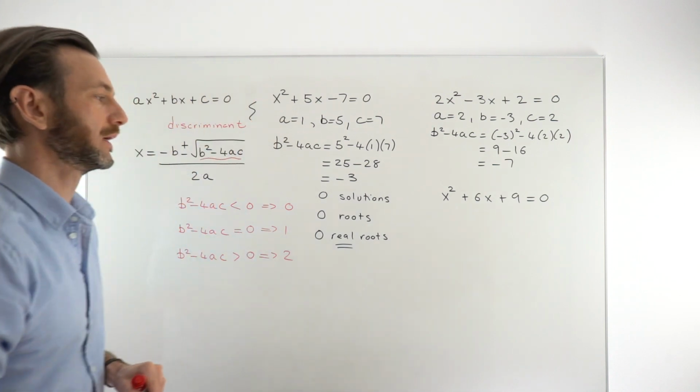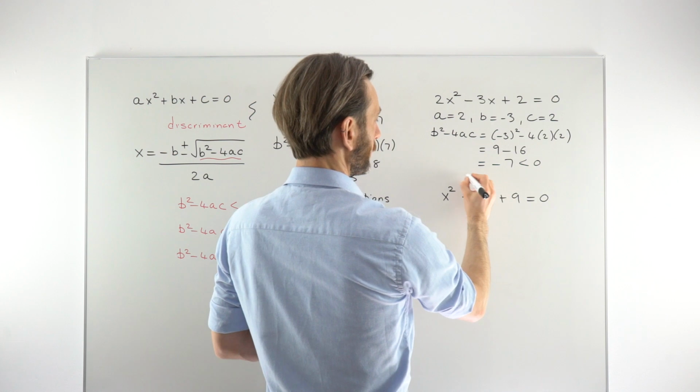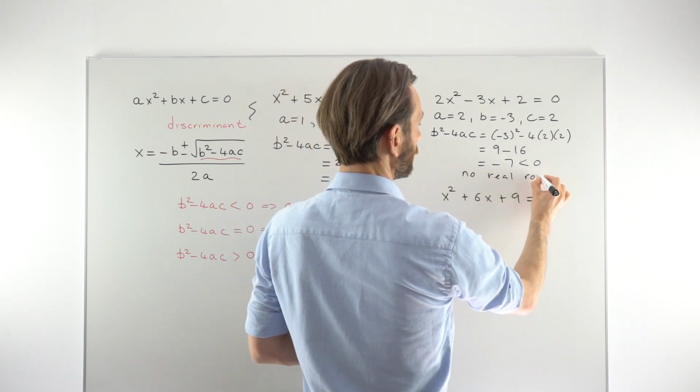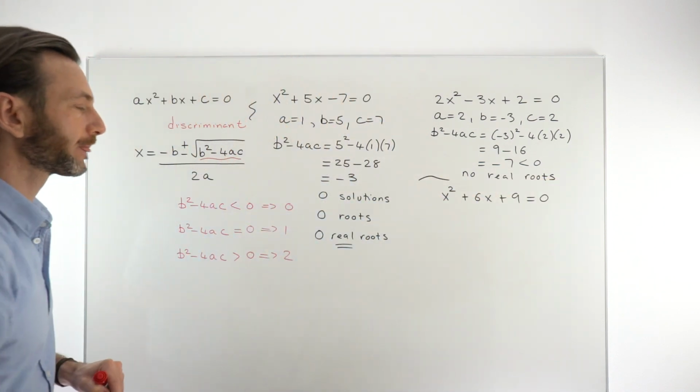So that one's come out to be negative as well. So this is less than 0. That tells us no solutions or no real roots. Again, whichever way you've been taught to write that.